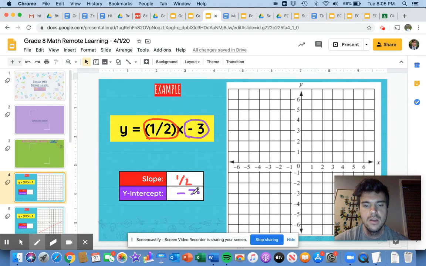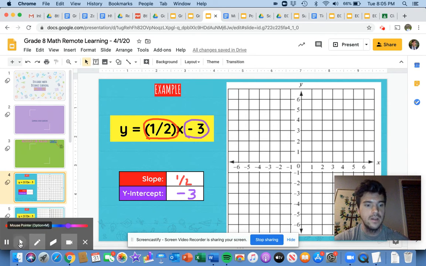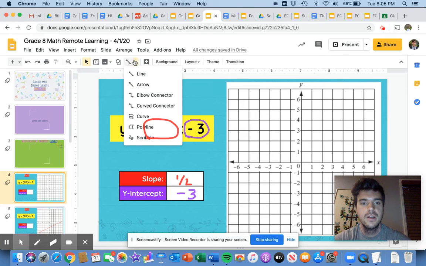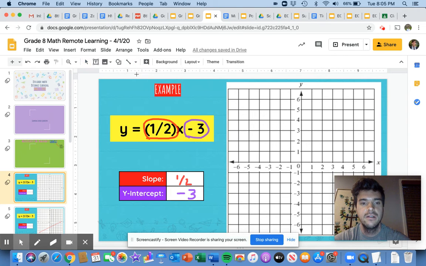Okay? So what that means now is we're going to graph this line. So a couple ways we can do it. What I'm going to do, I'm not going to use the marker tool. I'm going to use the same tools y'all have. So one thing we could do is we could just use the line tool. So I'm going to take my mouse up here, watch my mouse. I'm going to choose line.